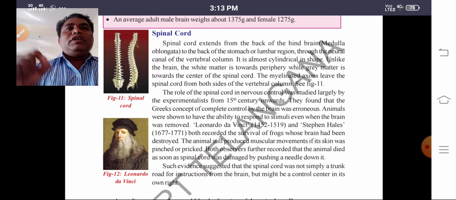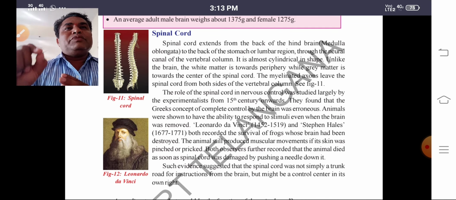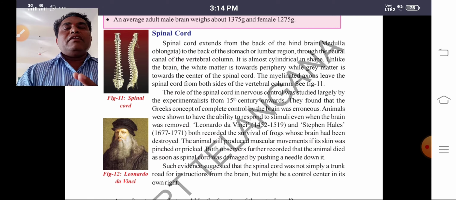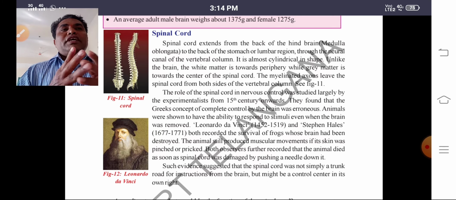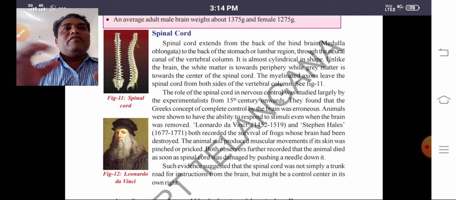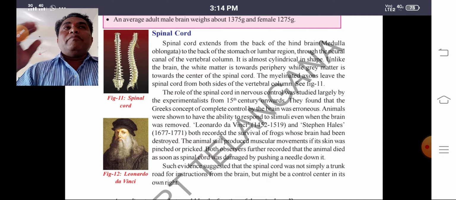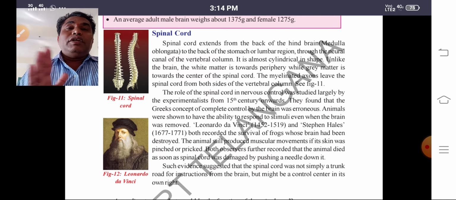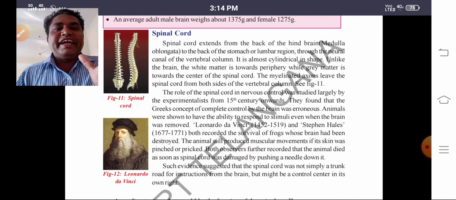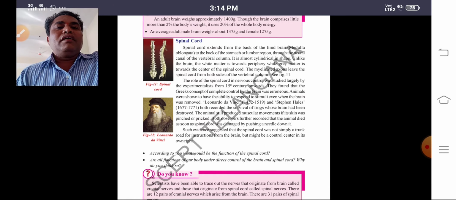So we can conclude that the spinal cord not only transmits information from body parts to the brain, but sometimes also takes sudden decisions. Without a brain, whenever we pricked the frog's skin, it responded to the stimulus. But this response is produced by the spinal cord, not the brain, because the brain is absent. These evidences were provided by Stephen Hales and Leonardo da Vinci. So this is the importance of the spinal cord.